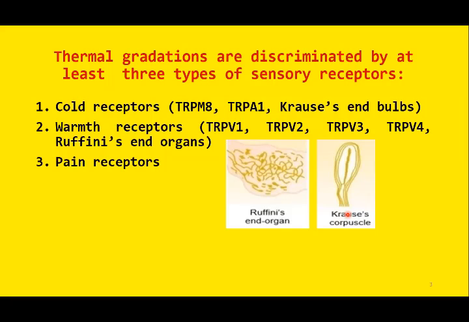Then we have other types of channels known as TRP channels or transient receptor potential channels. And there are subtypes of TRP channels which are classified as V1 to V4. All these transient receptor potential channels are warmth receptors. Similarly, transient receptor potential M8 and A1 channels are for detection of cold sensations.